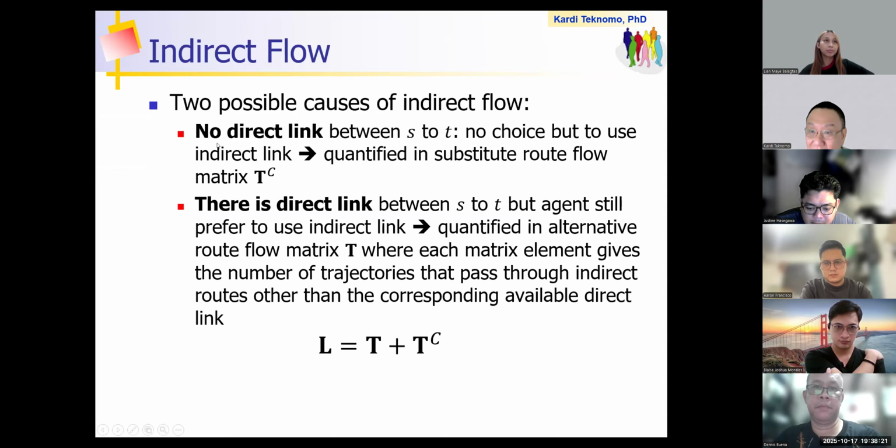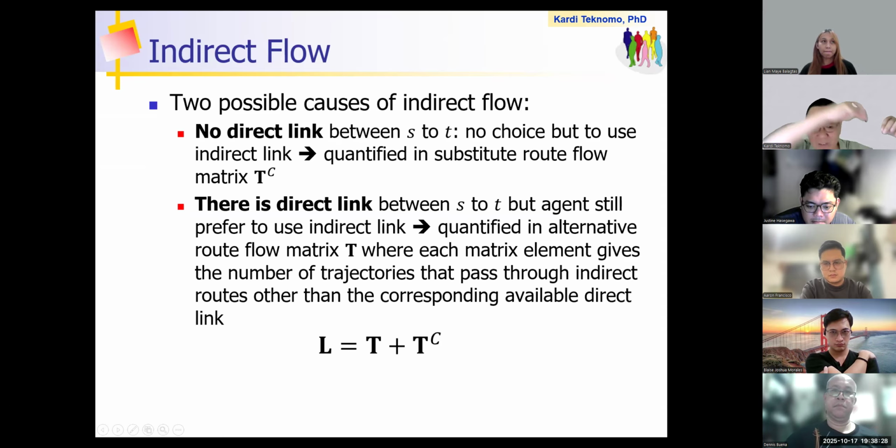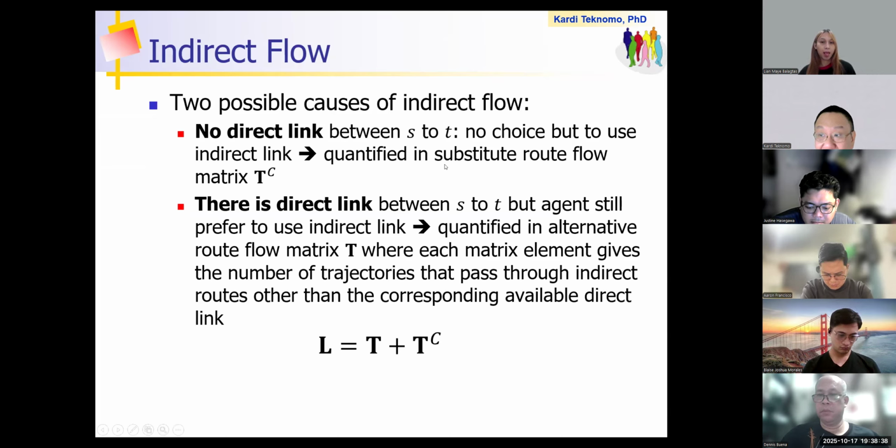So one part is no direct link between two nodes. You have indirect flow, but there is no direct link. That means there is no choice but to use that indirect link. So in this case, we call this substitute route flow.